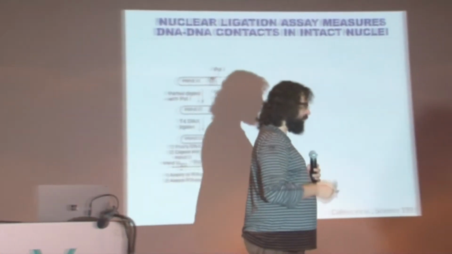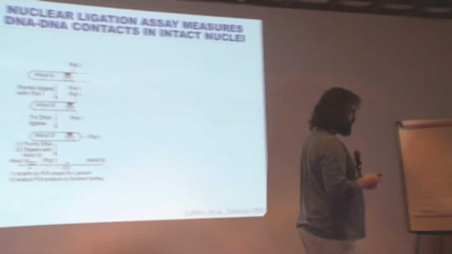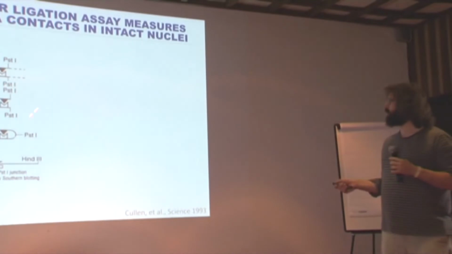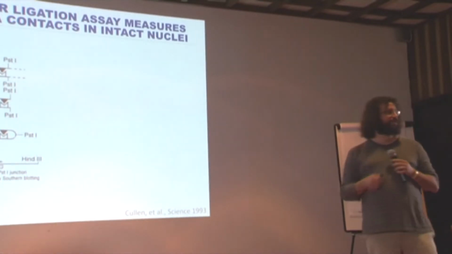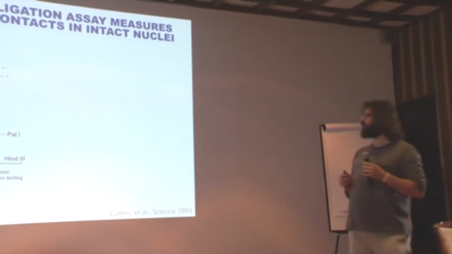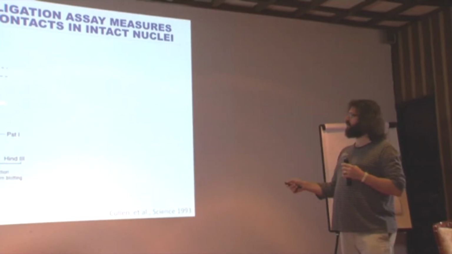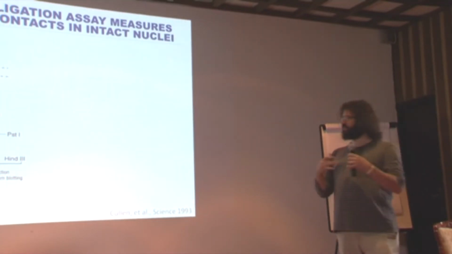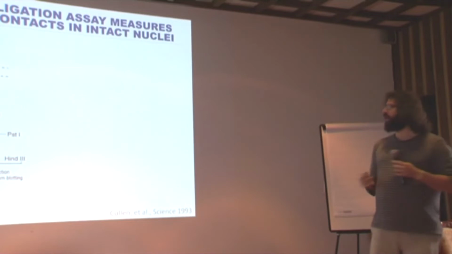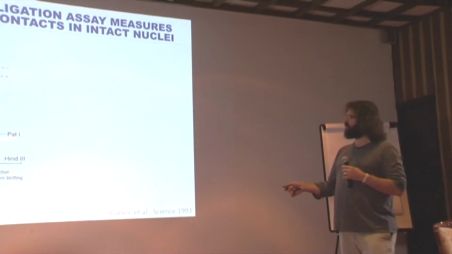They said, well, why don't we use this restriction enzyme and cut at the PST1 site, and then we'll introduce some T4 DNA ligase into the tube. And T4 DNA ligase, when it sees free DNA ends, fuses them together and produces a ligation junction.